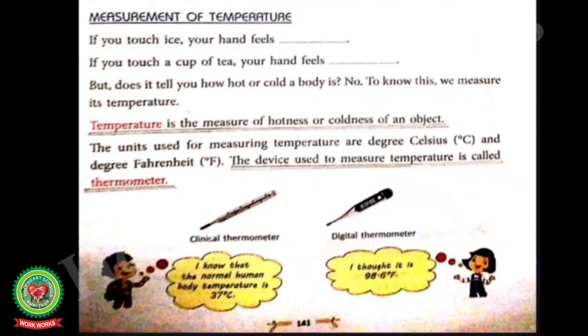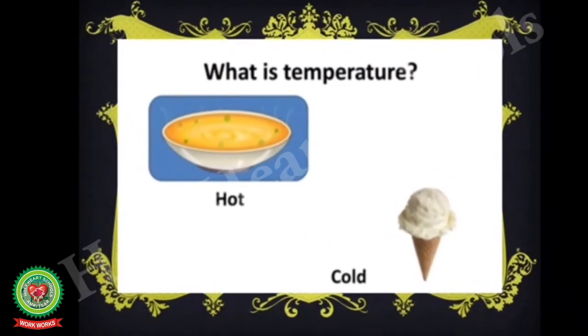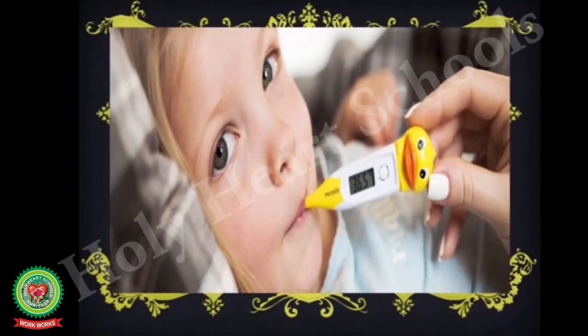Now students, can you tell me what is temperature? Temperature is degree of hotness or coldness of an object. And what does temperature tell us? Temperature tells us how hot or cold something is. Students, do you know when you get fever, your body becomes hotter than normal and your mother uses a thermometer to check your body temperature.